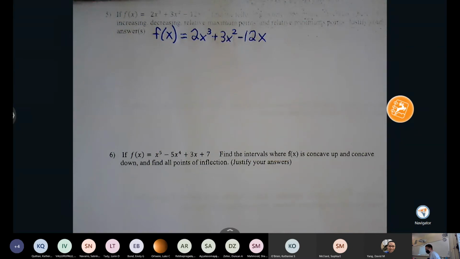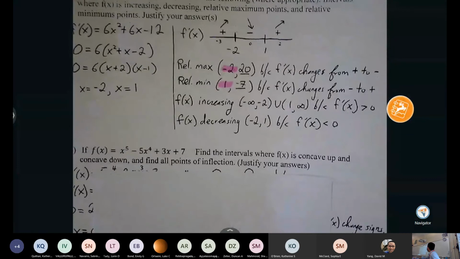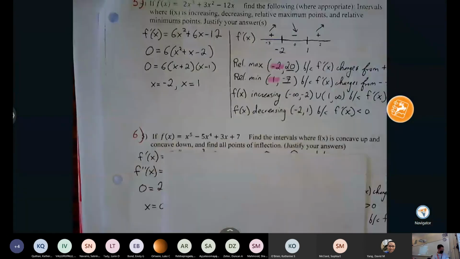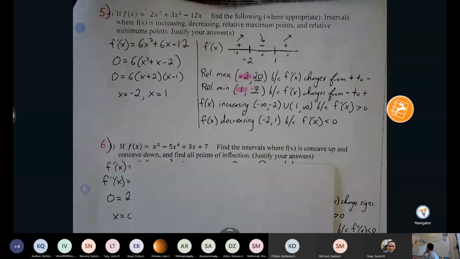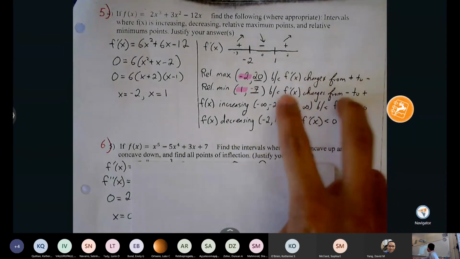Okay, so let me show number 5, see how you guys did. And then for relative max, relative min, if you just give me the x value, that's good enough. But notice all these "because" statements, right? Got to include all of them.